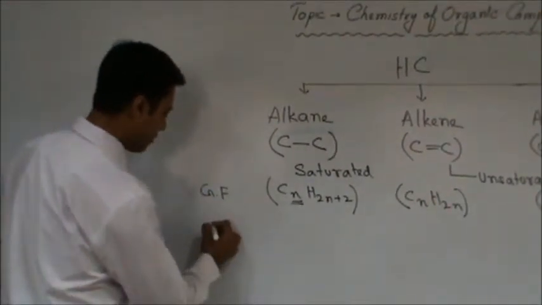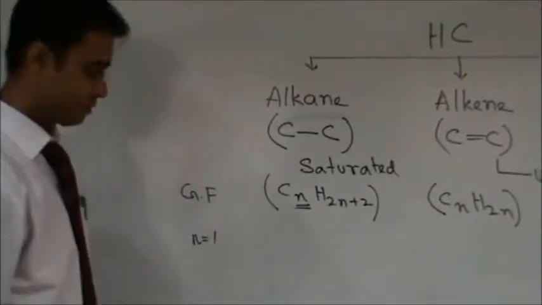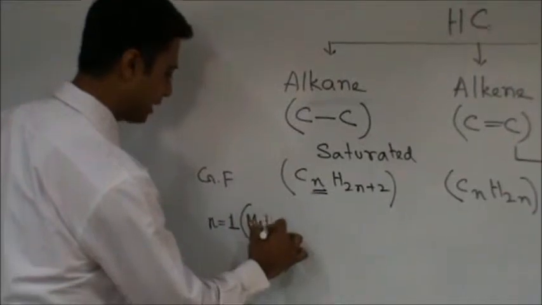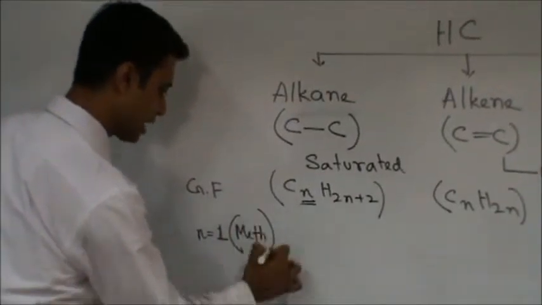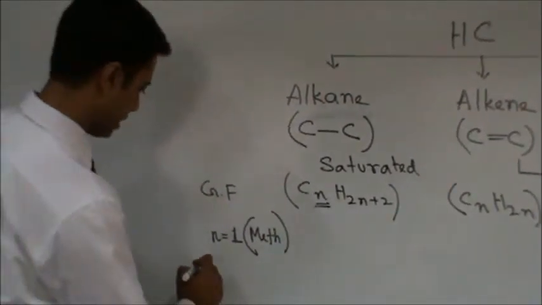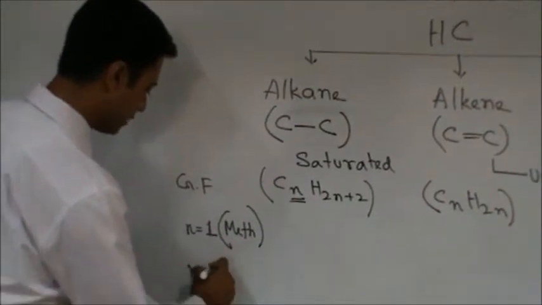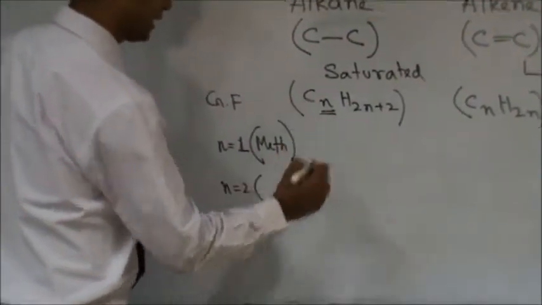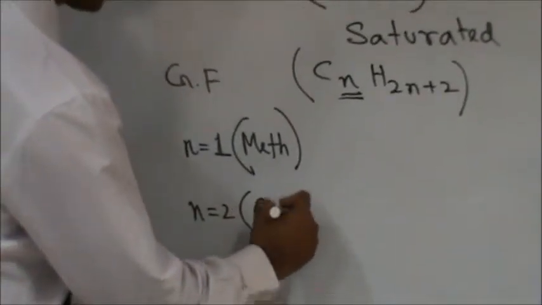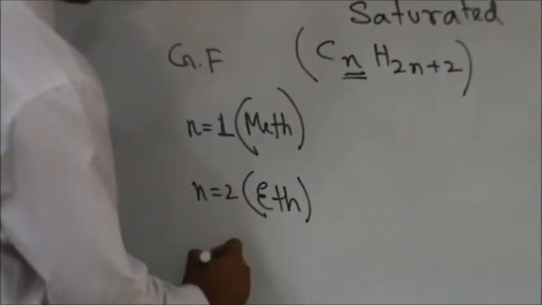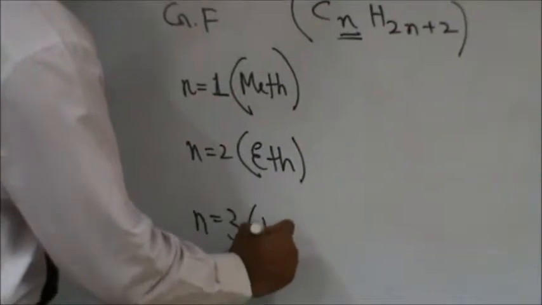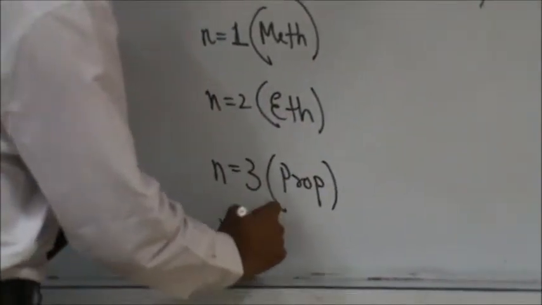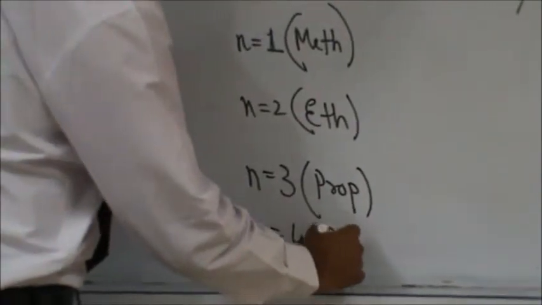If the number of carbon atoms is 1, the name of the alkane, alkene or alkyne starts with meth. If the number of carbon atoms is 2, the name of the alkane, alkene and alkyne starts with eth. For carbon number 3, it is prop. For carbon number 4, it is but.